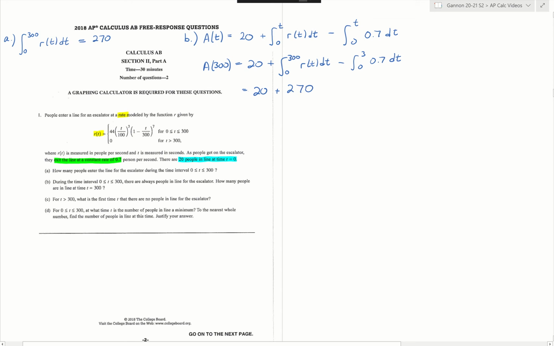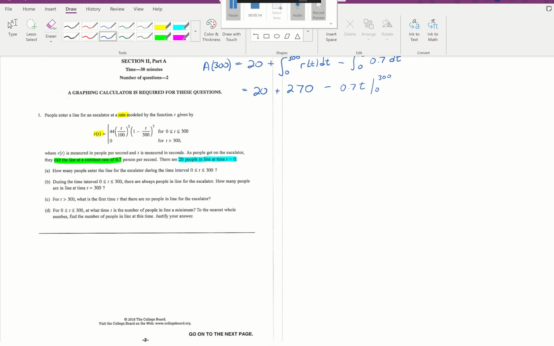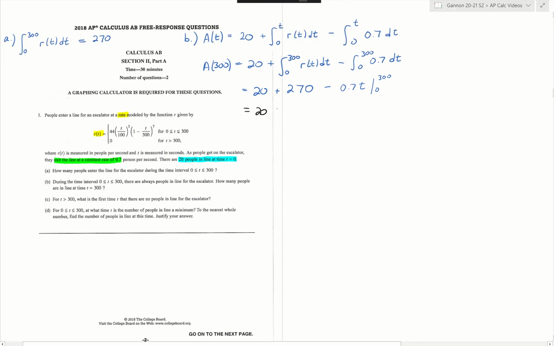Then really all we need to do is integrate this. You can use the calculator, but the integral of 0.7 is going to be 0.7t, and we're evaluating that from 0 to 300. If you put that all into your calculator, you've got 20 plus 270, and then this ends up being 210. So 290 minus 210 is 80, which means that at t equals 300 seconds, there are 80 people in line.